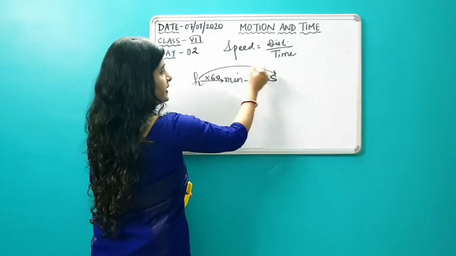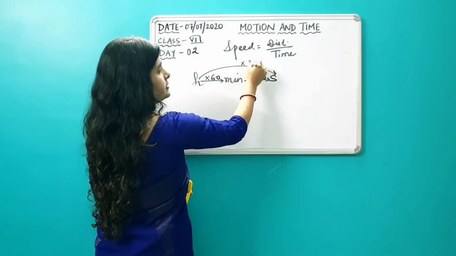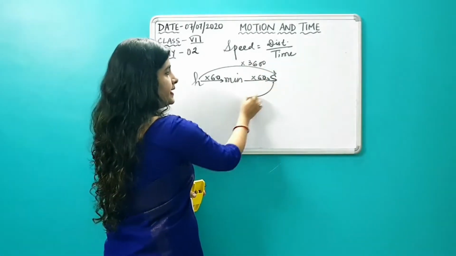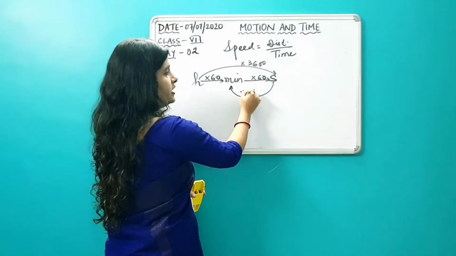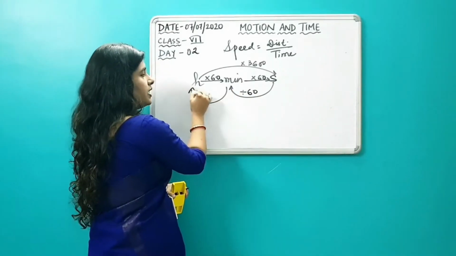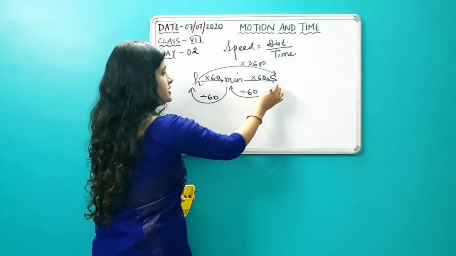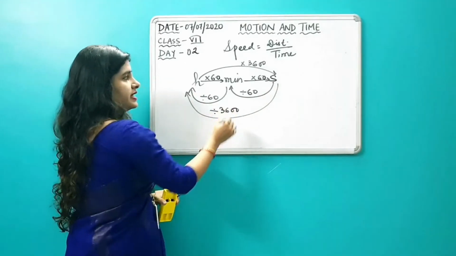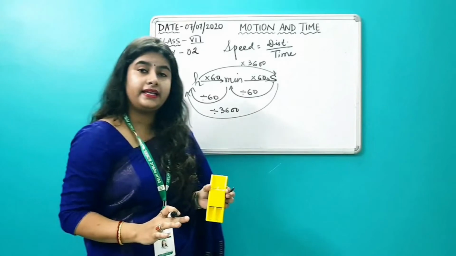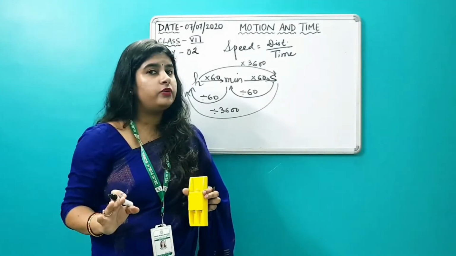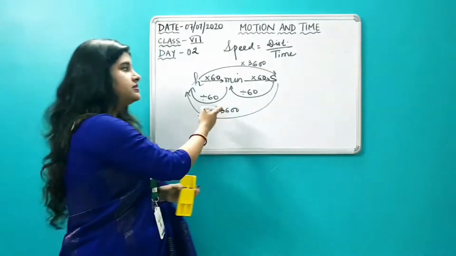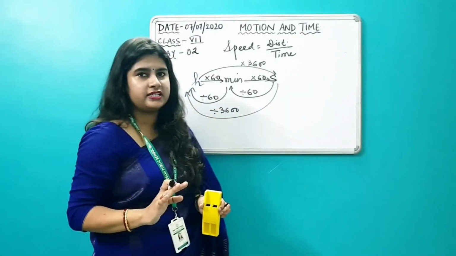Hour to second, multiply by 3600. 60 times 60 is 3600. Second to minute, you will divide by 60. Minute to hour, you will divide by 60. Second to hour, you are going to divide by 3600. So the concept is again the same: bigger to smaller unit, multiply; smaller to bigger unit, divide. This is the concept. Don't forget.